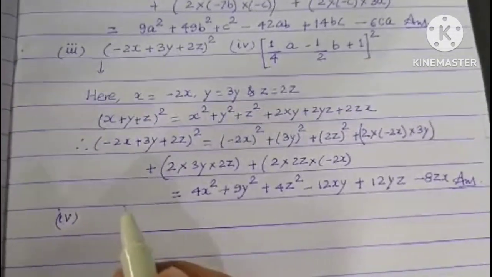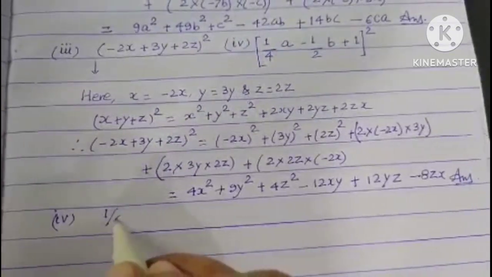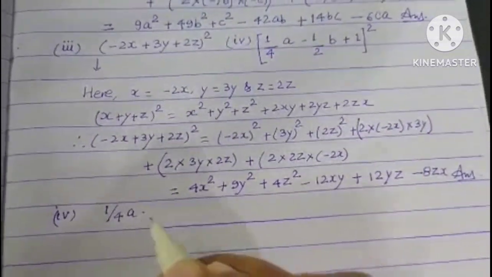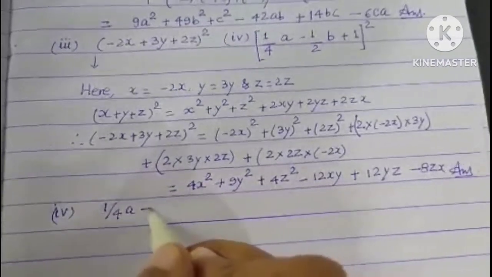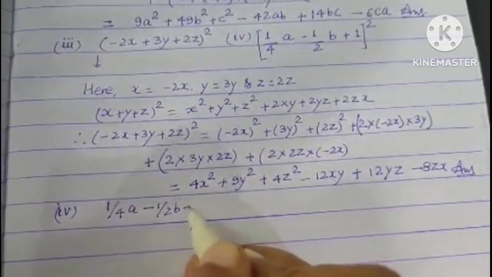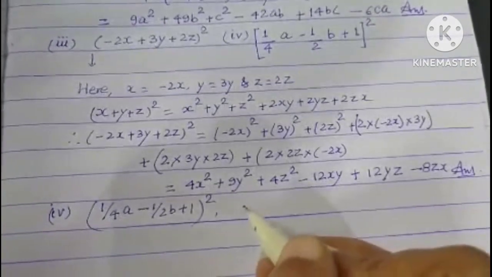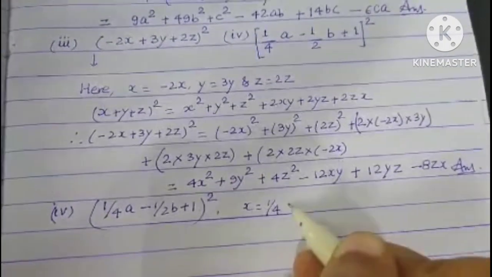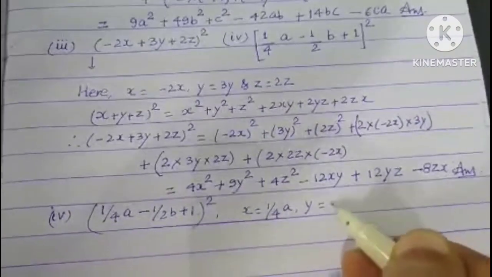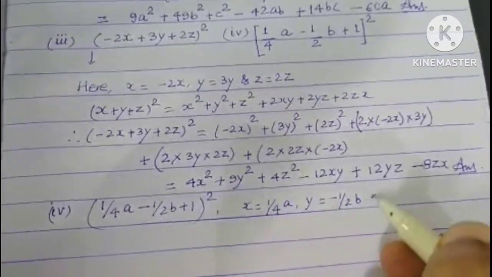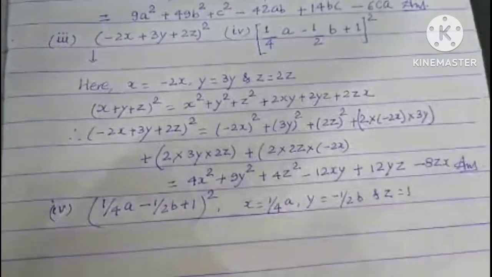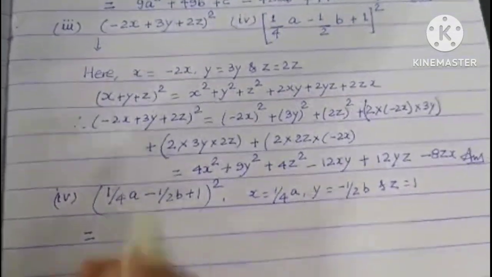1 by 4a minus 1 by 2b plus 1 by 4a minus 1 by 2b and plus 1 square. We will write here also that x equal to 1 by 4a, y equal to minus half b, and z equal to 1. Now we will put in the formula.